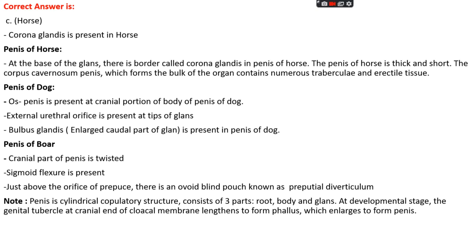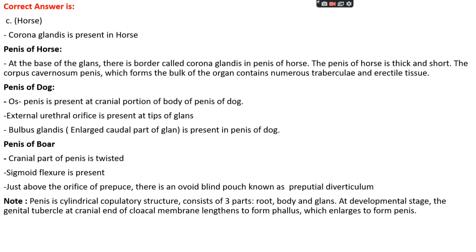If we see the penis of the dog, the os penis, which is a visceral bone present in the penis of a dog, is present at the cranial portion of the body of the penis. There is also the external urethral orifice, which is present at the tip of the glans in the case of the dog.